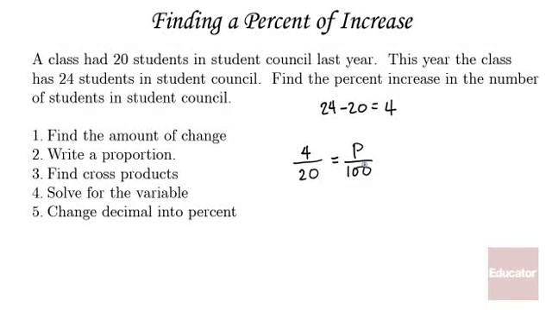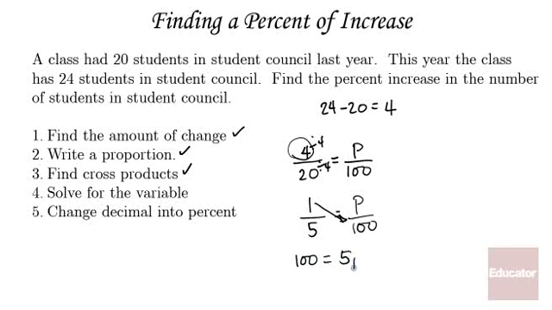We're going to find the cross products, but first I'm going to simplify this because I could divide by 4 and divide by 4, and I will get 1 over 5 equals P over 100. So I found the amount of change here. It was 4. We wrote the proportion, and now we're going to find the cross products. 1 times 100 equals 5P. And next we'll solve for the variable, dividing both sides by 5. And P equals 20.